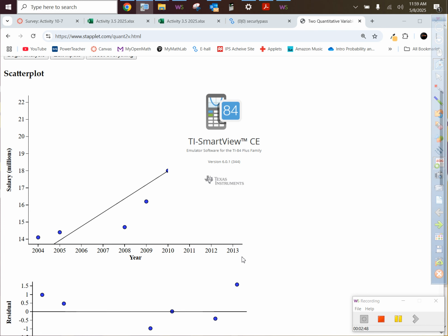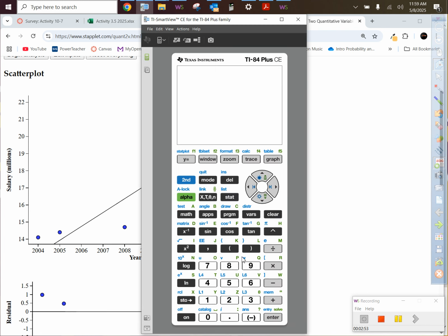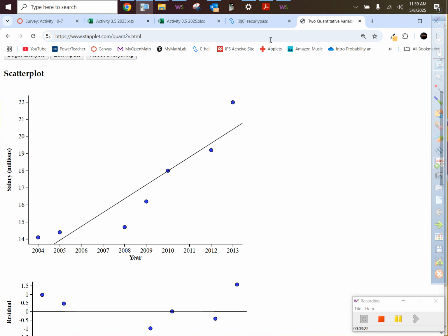The hard part is we're definitely going to need a calculator today. We've got to punch these nasty little numbers in. So negative 1612.158 plus 0.811 times 2017, because that's the year they wanted us to put in. This will predict what his salary was. We'll round that to one decimal place: $23.6 million is what this data predicted he would have.